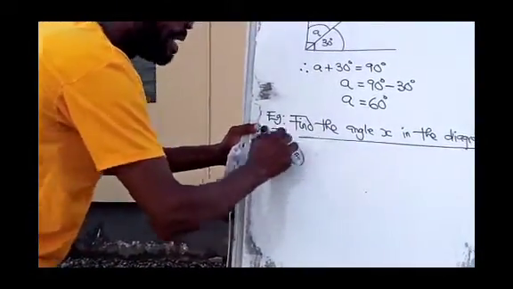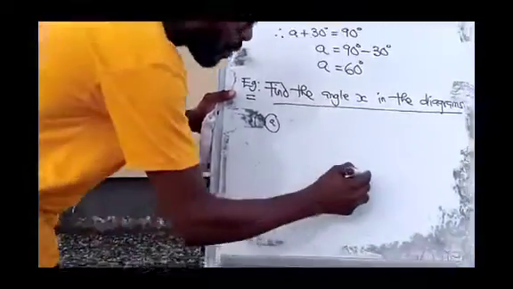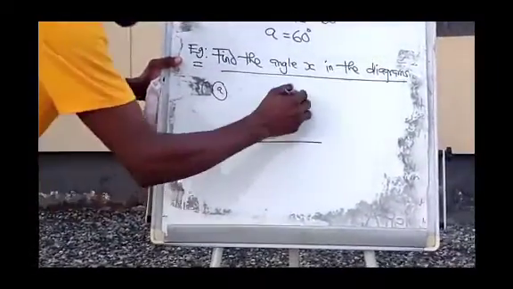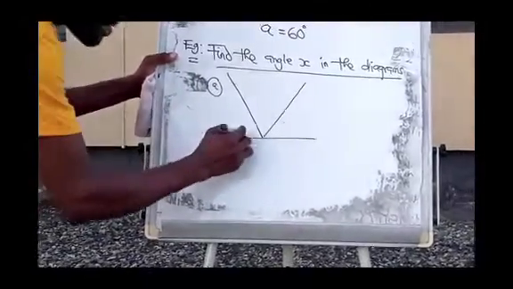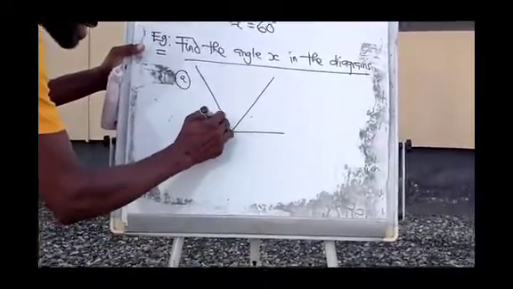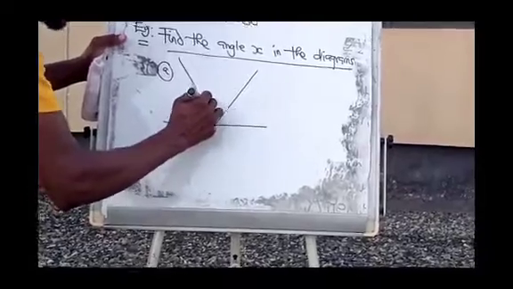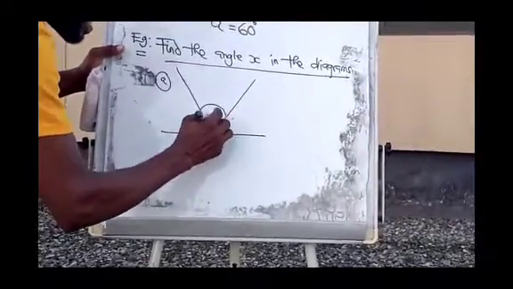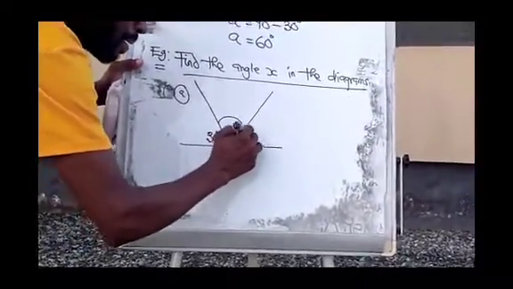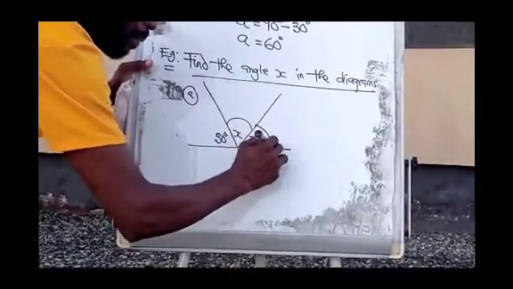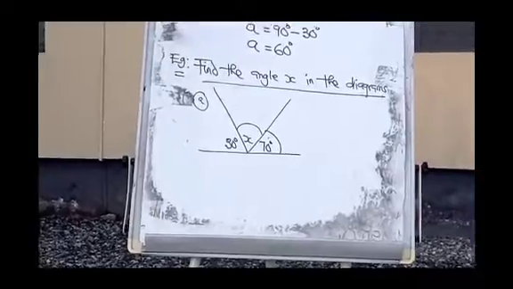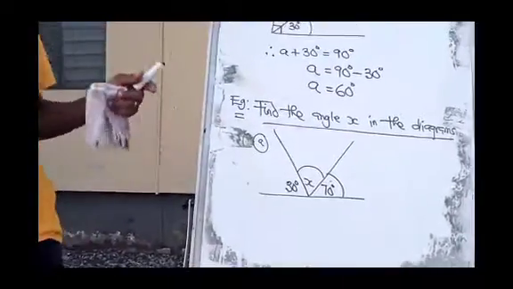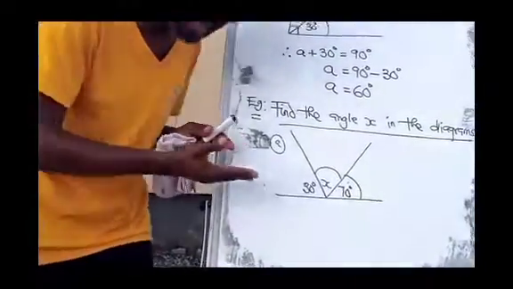In the first diagram, A, we have this angle, and this side has been given as 30 degrees. We have this as angle X, and we have this as angle 70 degrees. Now the question is, we are to calculate angle X. How do we determine angle X?